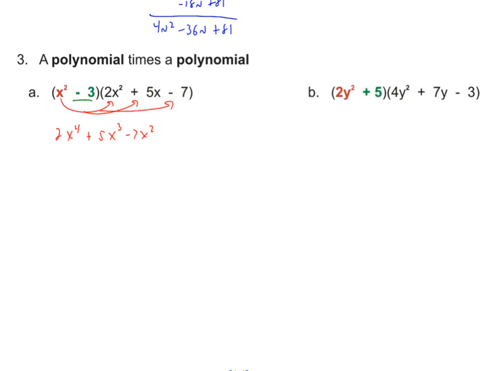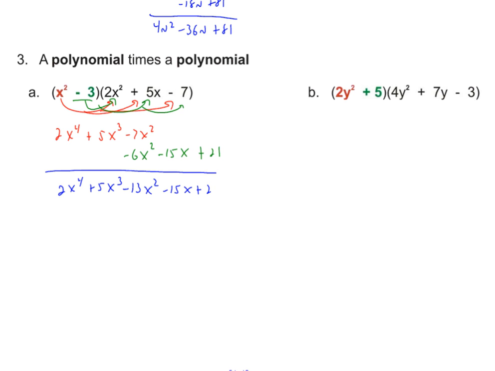Now let's distribute the negative 3. Negative 3 times 2x squared is negative 6x squared. And again, notice I'm going to line up my like terms. Negative 3x times a 5x, negative 15x, and a negative 3 times this negative 7 is a positive 21. All right, add it all up. 2x to the 4th plus 5x cubed minus 13x squared minus 15x plus 21.